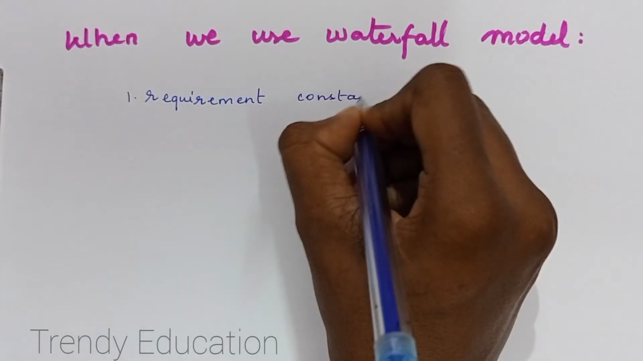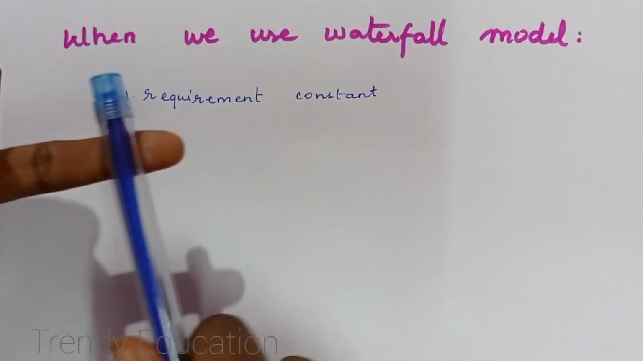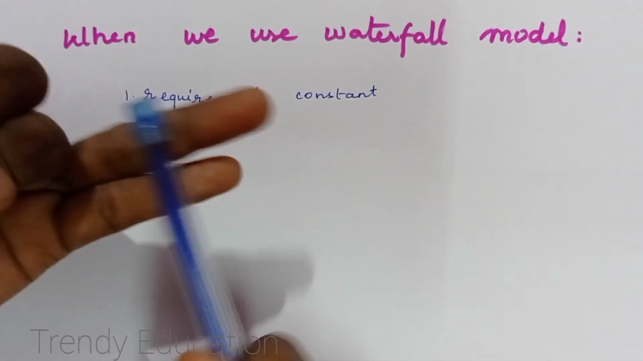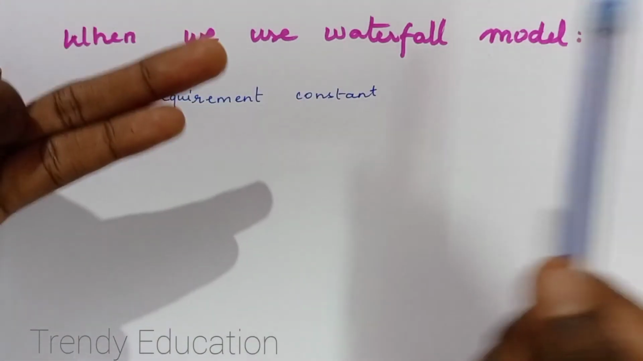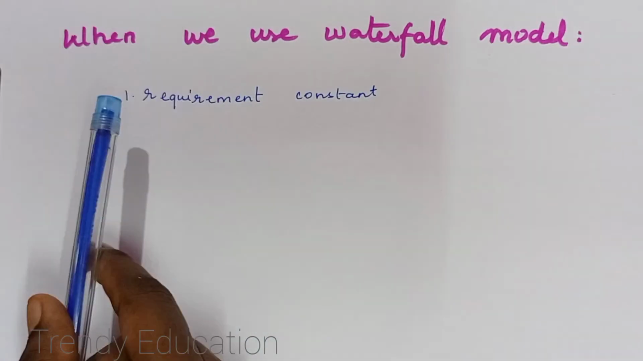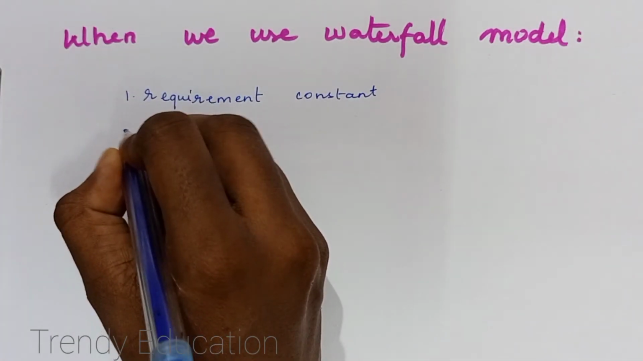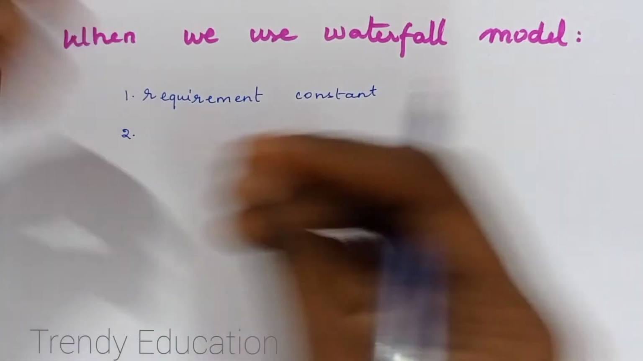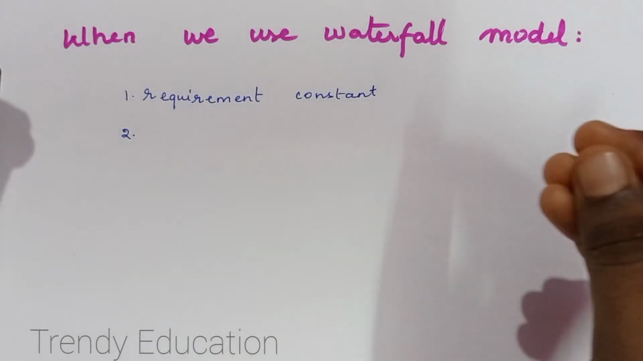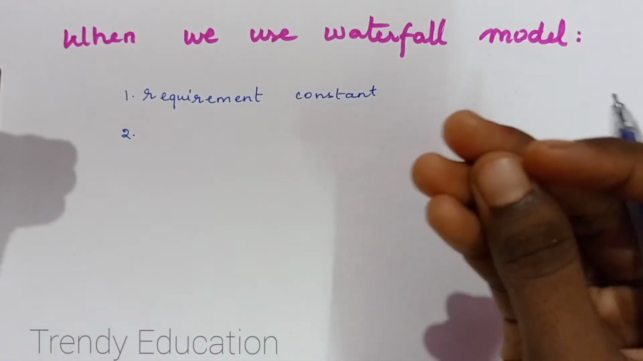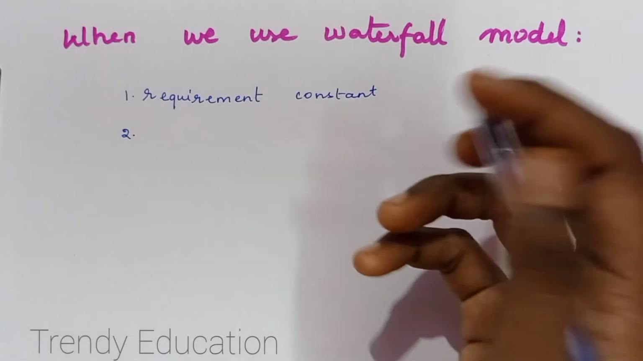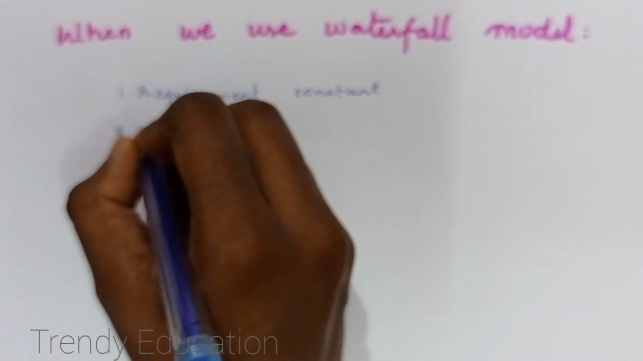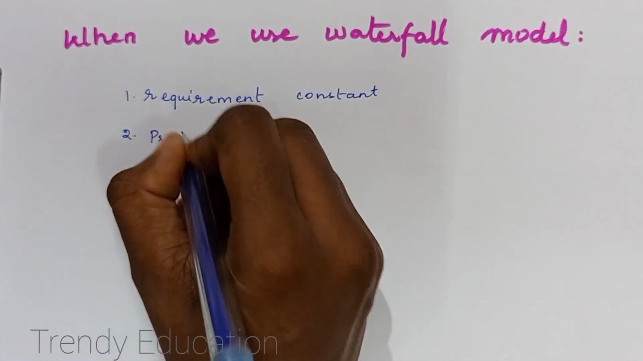Once your requirement is constant and you have gathered every requirement from the client, then you can use the waterfall model, because in other models we can get requirements from the client at any time. And the number two is when the project is short. The WhatsApp application is a big application, right? When we compare it to tutorial applications, those are small applications. So for such small software we can use the waterfall model.